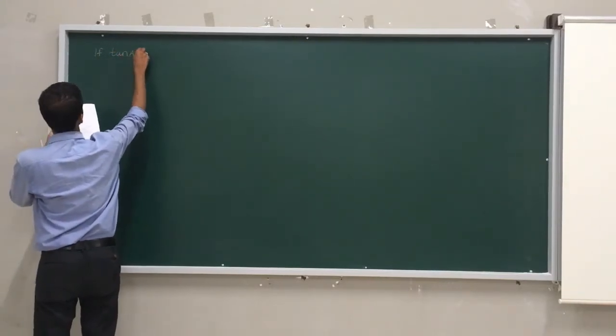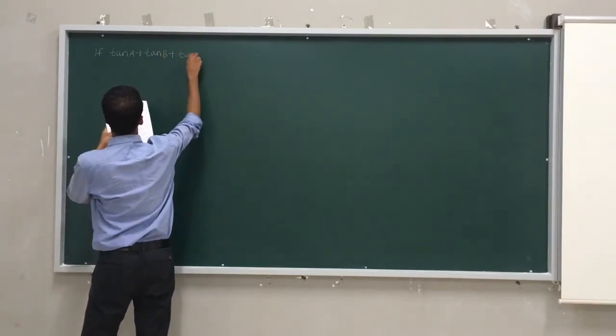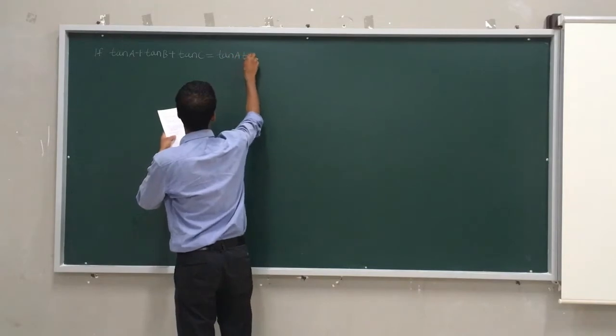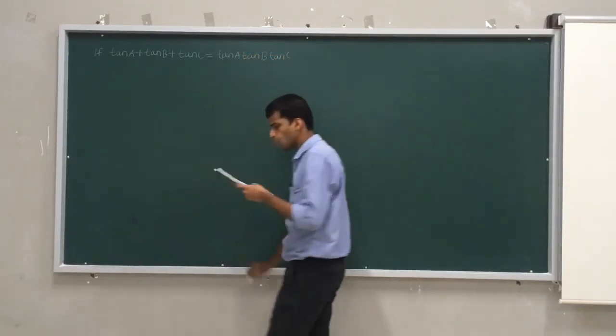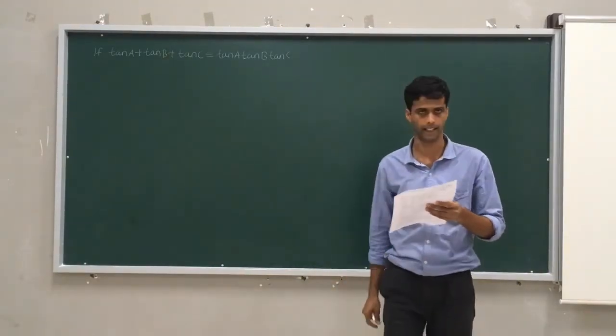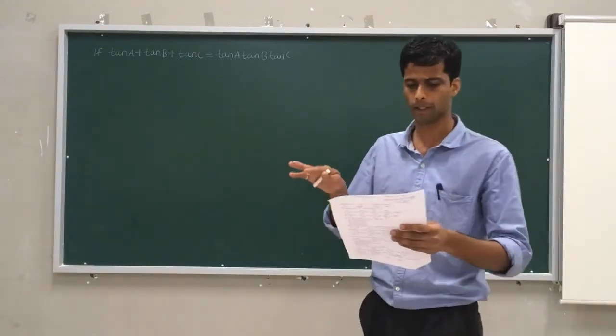They have given that tan A plus tan B plus tan C is equal to tan A tan B tan C. This is given already. Now, which of the four options is correct? We don't know anything about this. Simply they have given tan A plus tan B plus tan C.